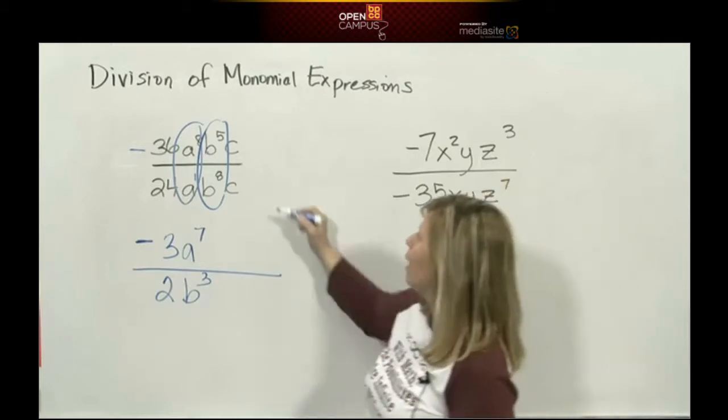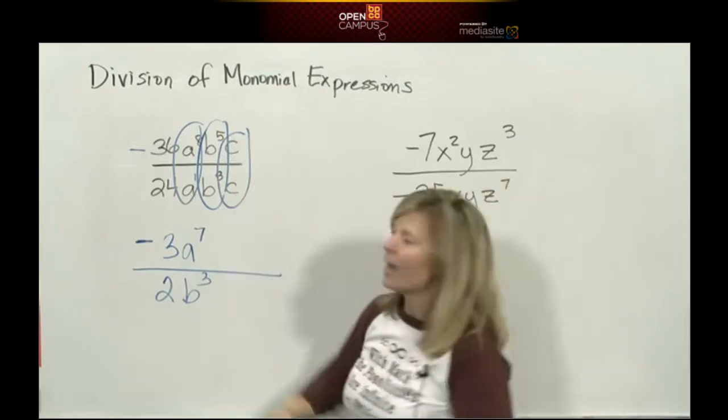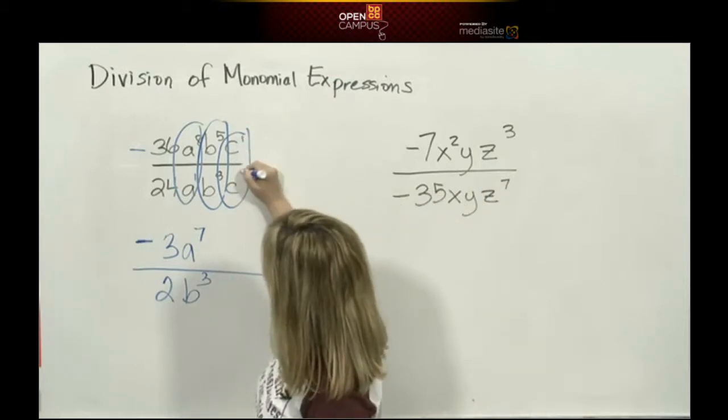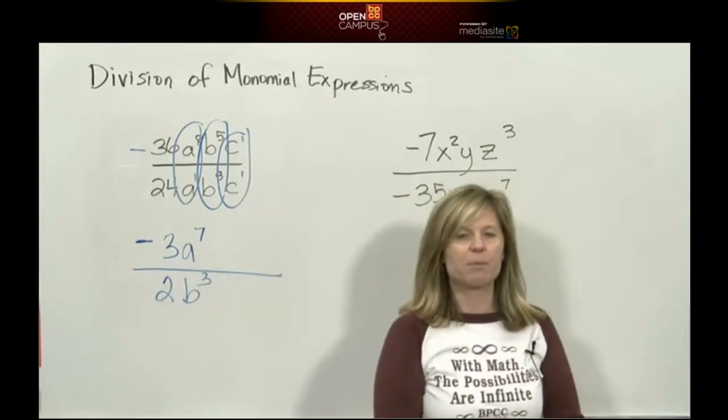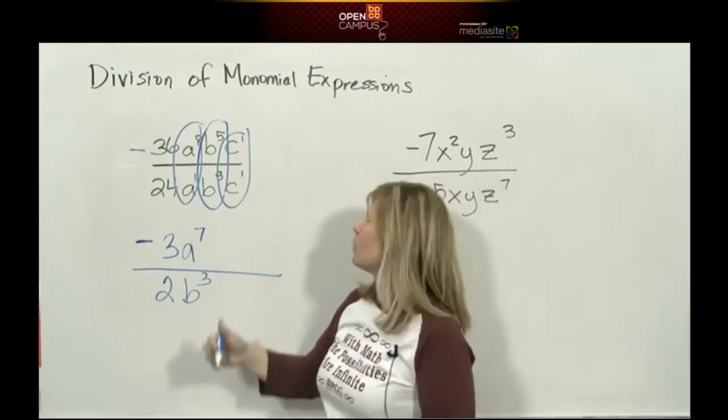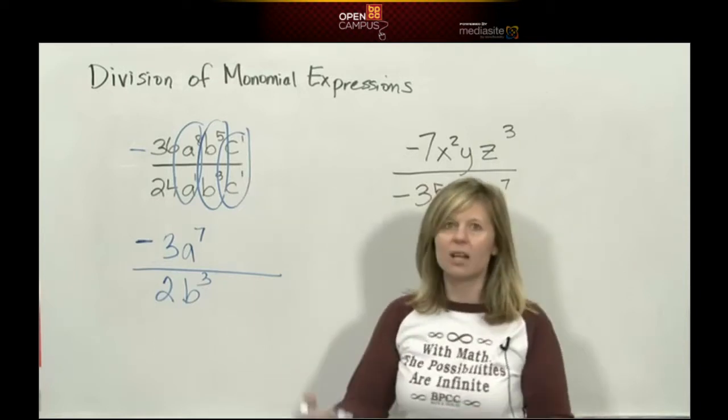Okay? Now we're going to divide our c's. Okay, we have the same base. Well, this c is understood to have an exponent of 1. This c is understood to have an exponent of 1. When I do my rule, dividing means subtract exponents. 1 minus 1 is 0.